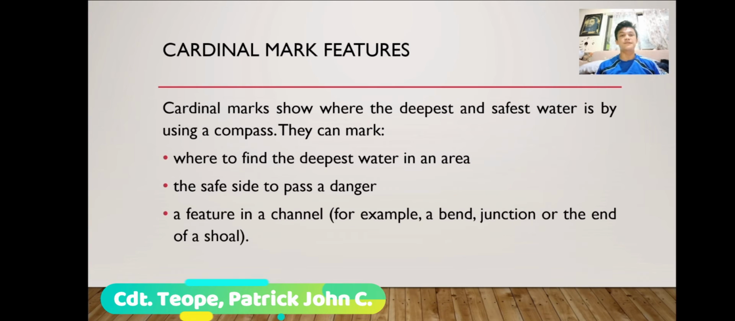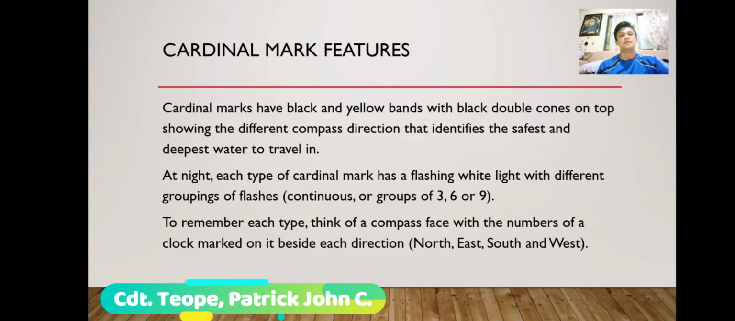So, cardinal mark features. Cardinal marks show where the deepest and safest water is by using a compass. They can mark where to find the deepest water in an area, the safe side to pass a danger, and a feature in a channel, for example, a bend, junction, or the end of a shoal. The cardinal mark must have black and yellow bands with black double cones on top, showing the different compass directions that identify the safest and deepest water to travel in.